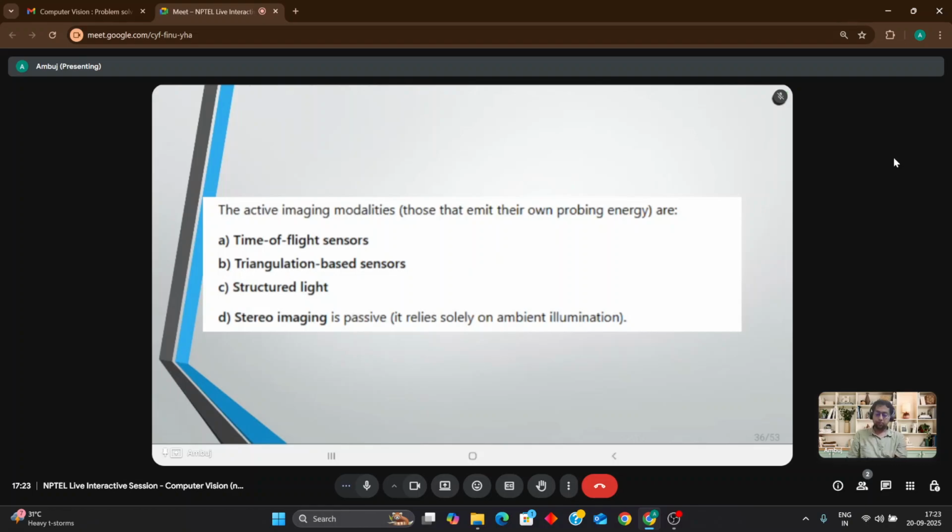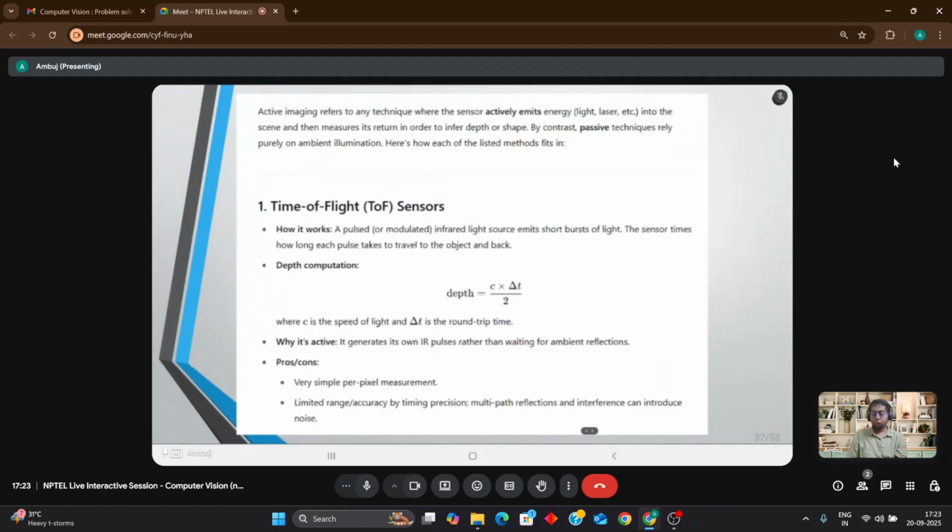Active imaging refers to any technique where the sensor actively emits energy into the scene and then it's returned in order to recover shape. By contrast, passive imaging relies purely on ambient image.